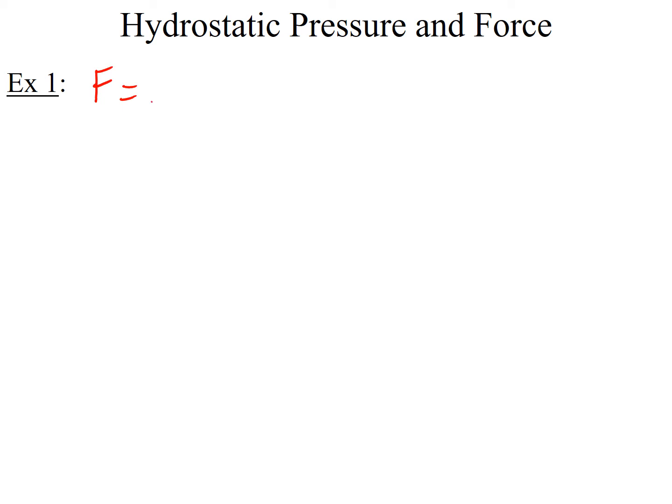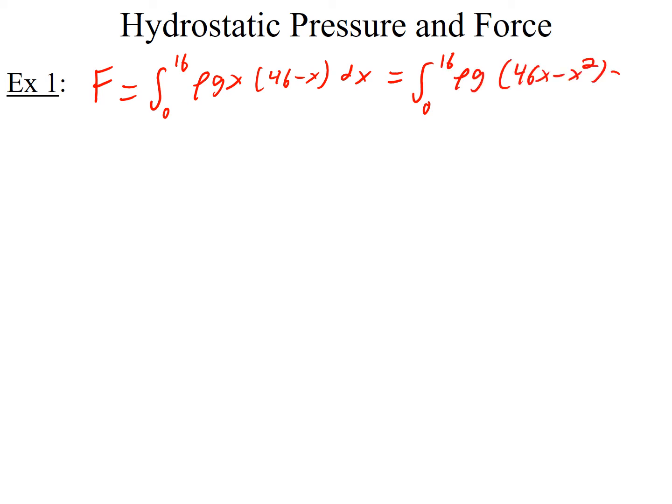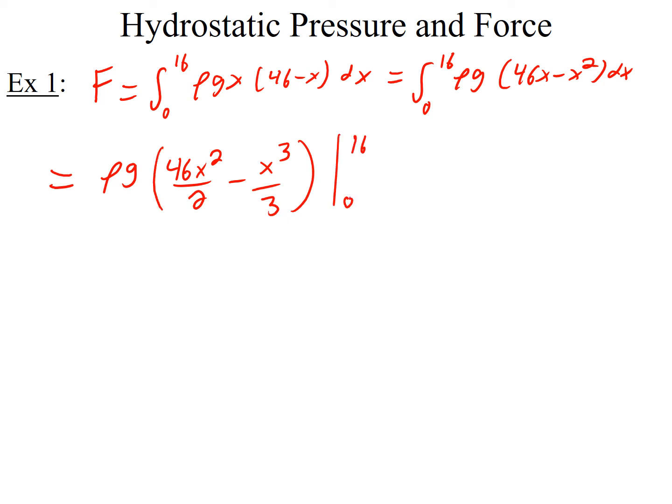Okay, so the force is the integral from 0 to 16 of rho g x (46 minus x) dx. Okay, so we'll do the integral. And don't let the rho and the g bother you. They're just numbers. I'm going to go ahead and distribute the x. So it's the integral from 0 to 16 of rho g times (46x minus x squared) dx. Now you integrate. When you have a number in the front, you can just copy it down. So rho and g will be copied down. The antiderivative of 46x is 46x squared over 2. The antiderivative of x squared is x cubed over 3. And then you've got to plug in 16 and 0.